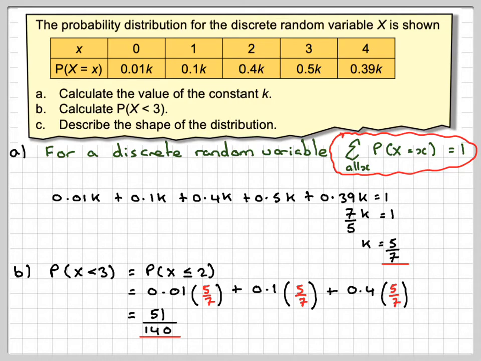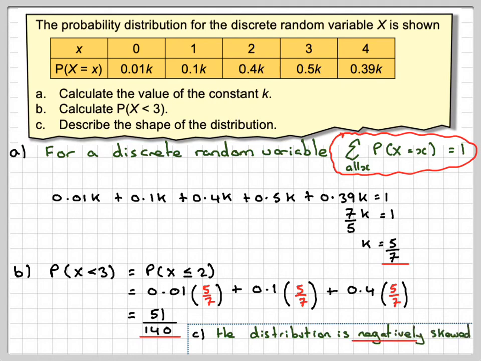What is the shape of the distribution? Well, just looking at it, we can see that these numbers here are going to be very low, so it's going to look something like that, although they're discrete bars. At this end, they're going to be very, very small. And if they're small on the negative side, we can say that the distribution is negatively skewed.